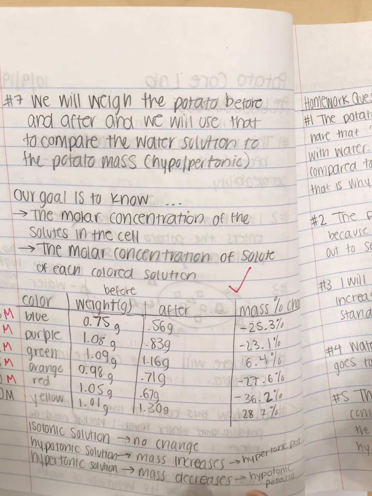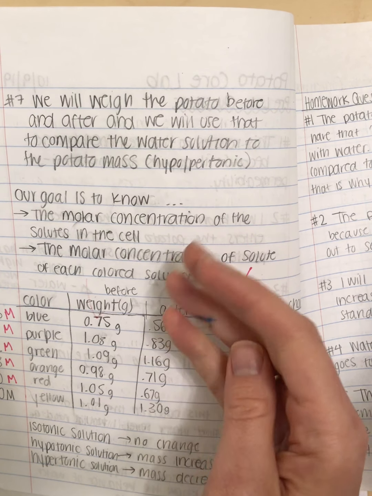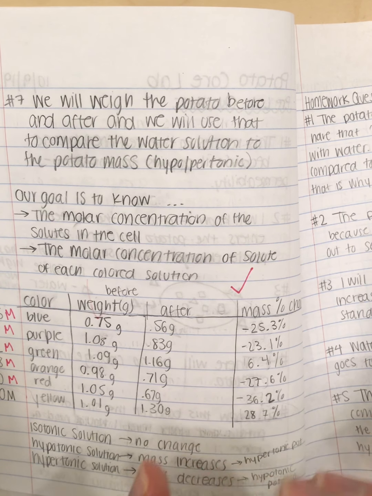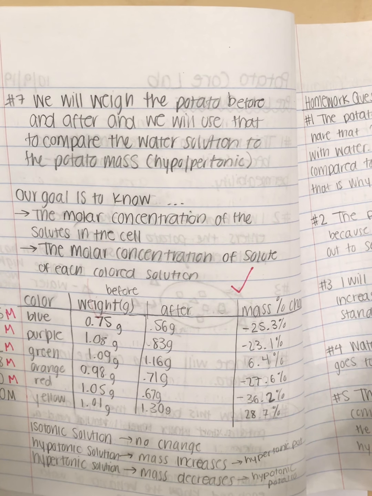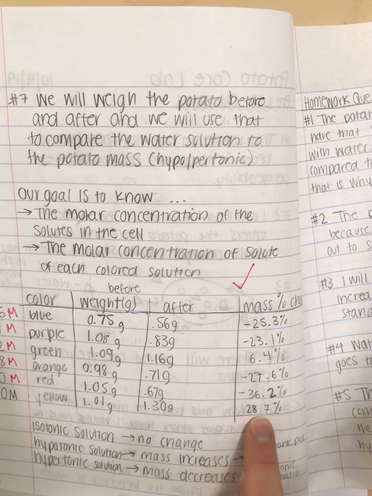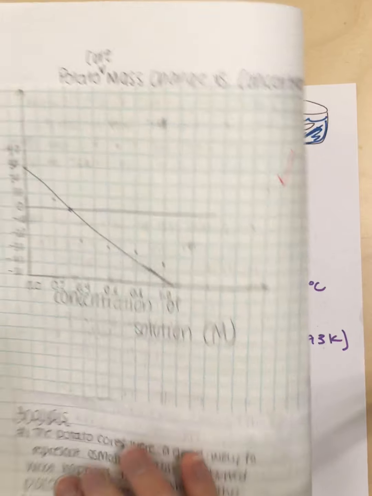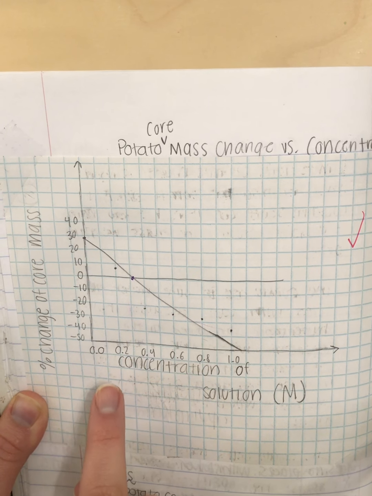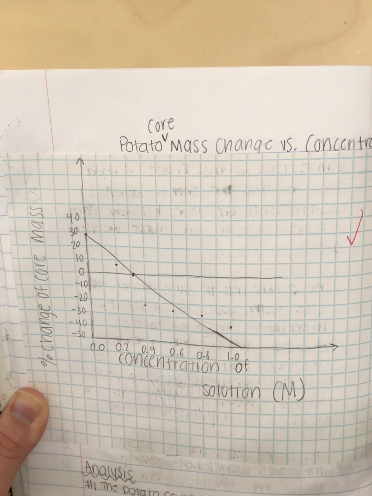The one that was pure water made the potato core swell up because the water was going into the potato core where there were more solutes than there was in plain water. And so this student figured out that that was this one because the mass increased. And then we graphed this data and we were able to find the concentration of solute in the potato core.